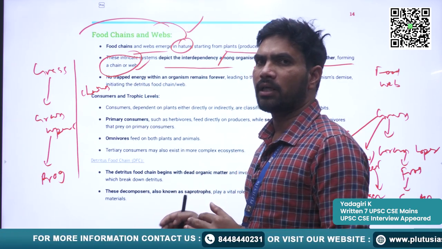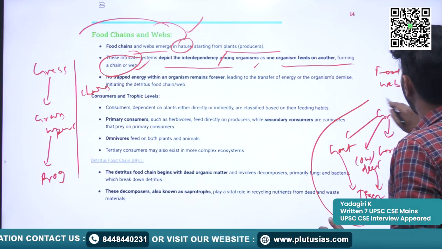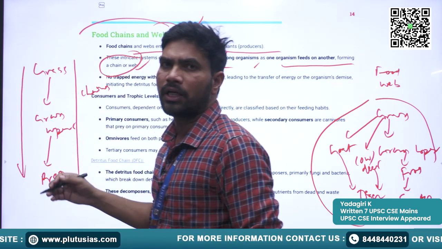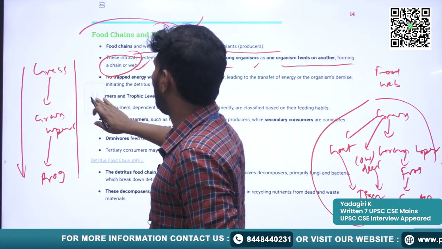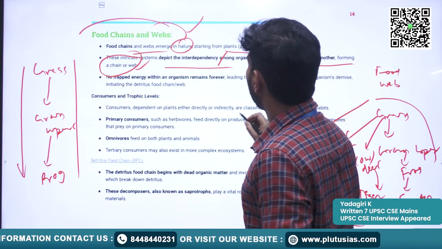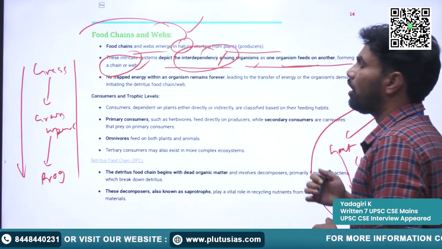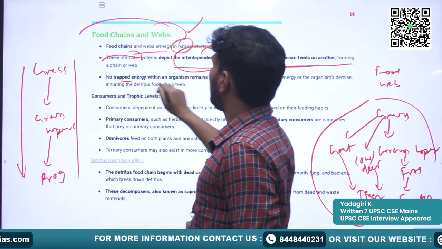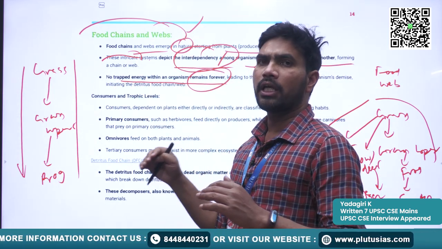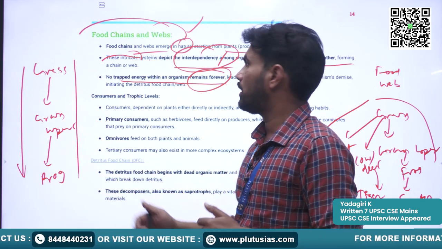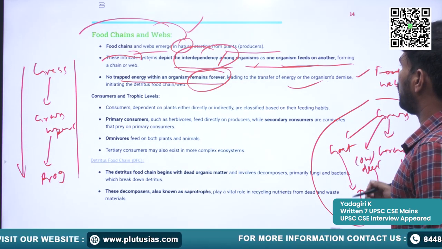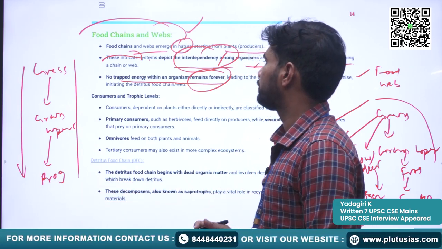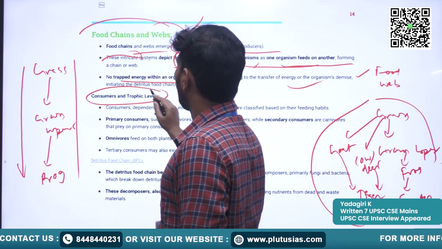I am trying to give examples so that you can understand better. This is the example of a food web, where various food chains are involved. When one single dependency is depicted, that is known as the food chain. So try to remember this difference. Food chains and food webs show the interdependency among organisms, or how one organism depends on the other organism. No trapped energy within an organism remains forever. Energy keeps on transmitting from one organism to another. When an organism dies or demises, that energy will be transferred into another organism. Now we will understand the trophic levels and the consumers.